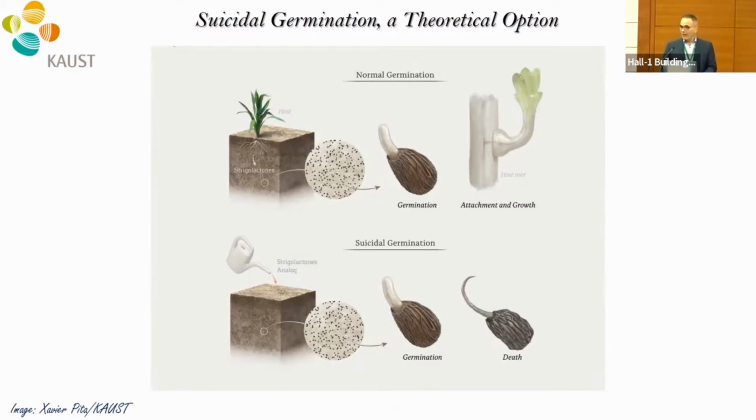You apply, in the absence of a host, chemicals, strigolactone analogs that can induce seed germination. Striga is an obligate root parasitic plant. This means it cannot survive if there is no host in the vicinity. Therefore, seeds would germinate and would die. We call this suicidal germination. In principle, this has been a theoretical option. No one really tested it in reality.